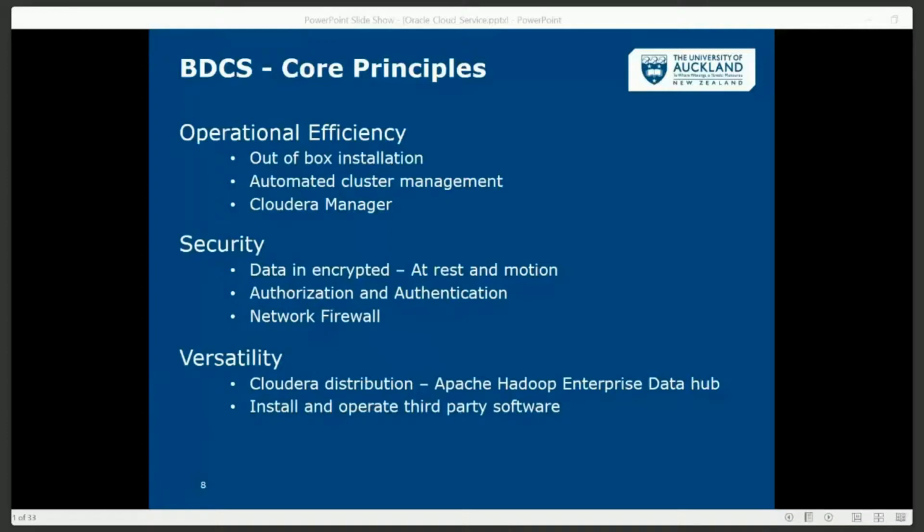Versatility, again, it is a Cloudera distribution. It is an enterprise edition of Cloudera, with all the license and support included in the Big Data Cloud Service. And on top of that, it includes everything like Hive, Impala, HBase, Spark. All those components are installed by default. On top of that, you can also install third-party software as well.